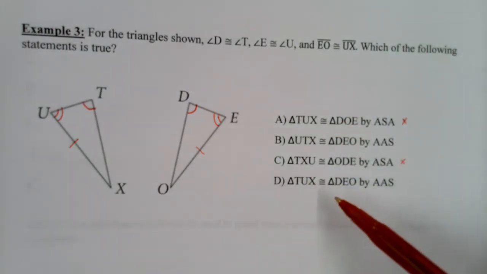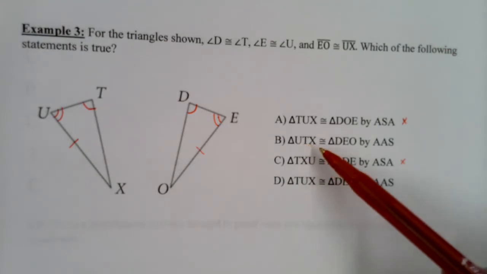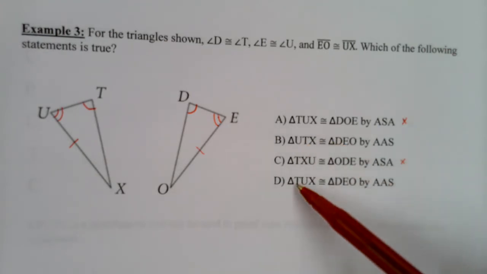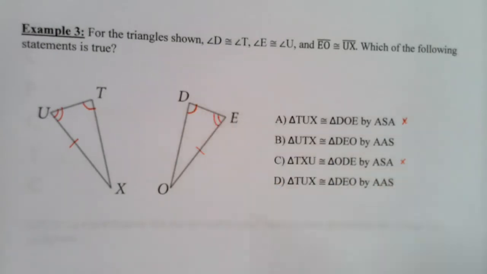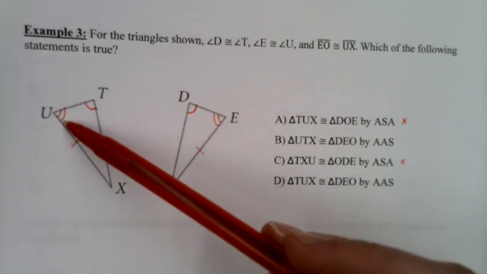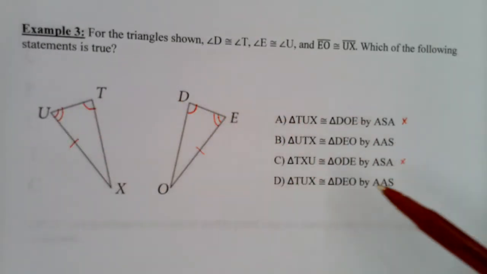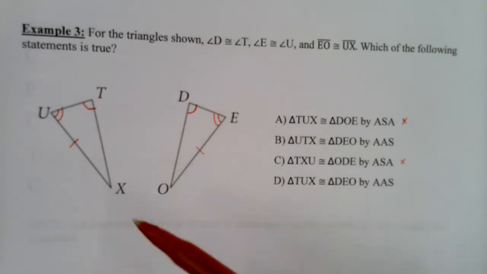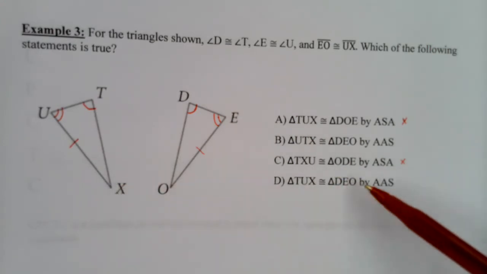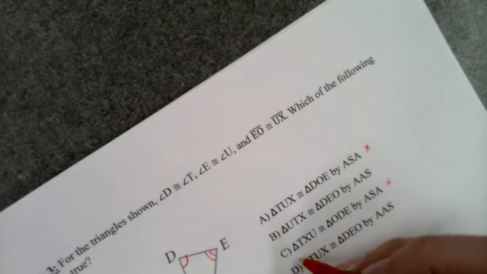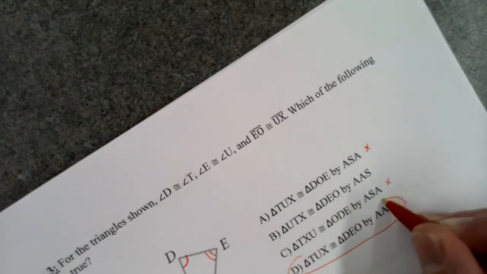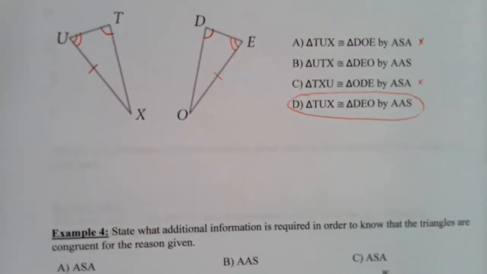In part B, it doesn't. T is second, D is first. T corresponds with D, okay, that's good. Let's just double check the rest. U, two arcs, corresponds with E, two arcs, so U and E good. And X corresponds with O, third angle theorem. Anyway, the answer is D. That's how you can make that conclusion.